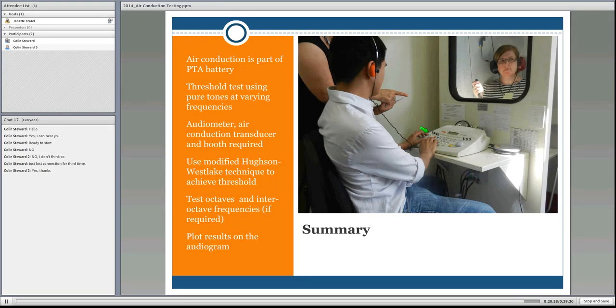And as we go, we plot our results on the audiogram using the right ear as a circle, red if you've got a red pen, and the left ear is a cross, a blue one if you've got a blue pen. So any questions on that?